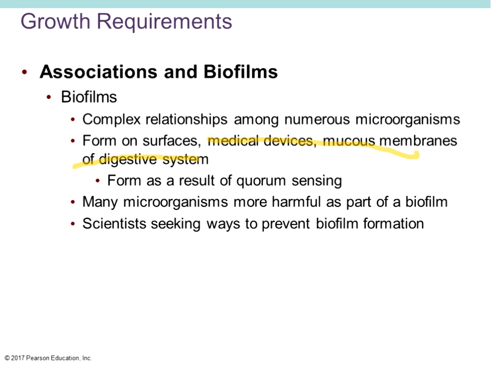Biofilms on medical devices such as catheters can be problematic because they can cause a nosocomial infection or hospital-acquired infection, and they're sometimes difficult to treat because there's more than one type of bacteria there. So you have to use a very broad spectrum antibiotic to treat those types of infections.